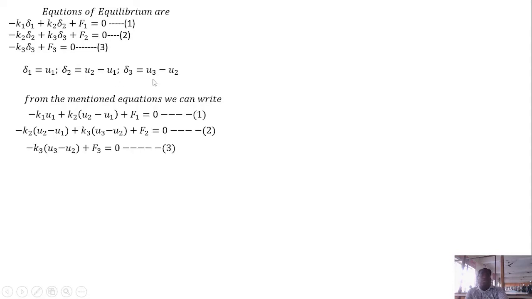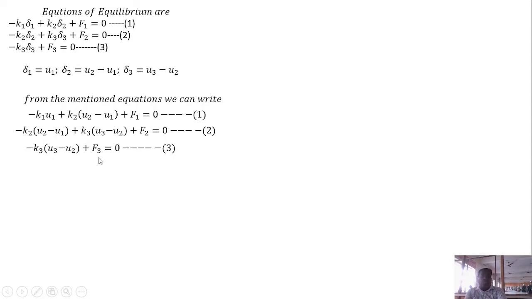After that, I consider the third equation. The third equation has delta 3 and k3. k3 is normally as I recall. And what about delta 3? Delta 3 is equal to u3 minus u2. So here I substitute k3 into (u3 minus u2) plus f3 is equal to 0.